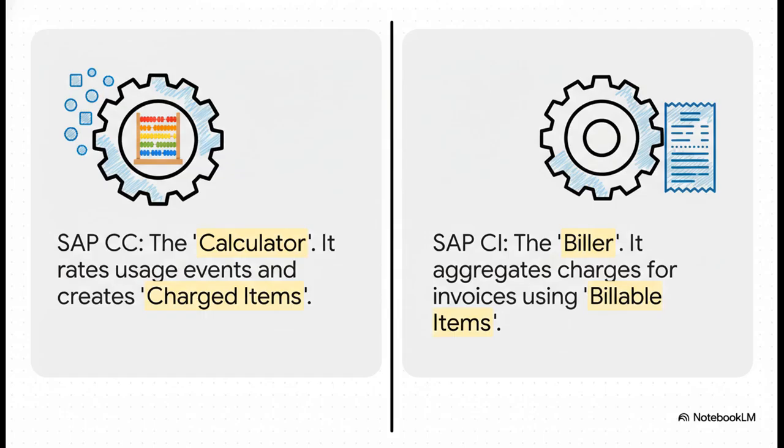So first, let's meet our two main players. On one side, we have SAP Convergent Charging. We'll just call it CC. Think of it as the calculator. Its whole job is to figure out the value of stuff, like data usage or phone calls, and it spits out something called charged items. Then, on the other side, you've got SAP Convergent Invoicing, or CI. This is the biller. It takes all those charges and turns them into the final invoice, but it works with something called billable items. See the problem? Two different systems, two different names, charged items and billable items, for what is basically the same piece of financial data. That's the challenge we need to solve.